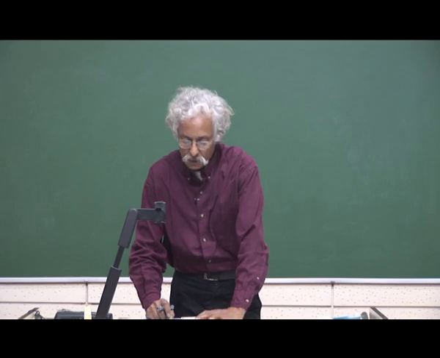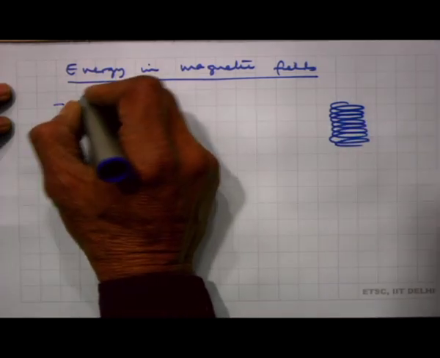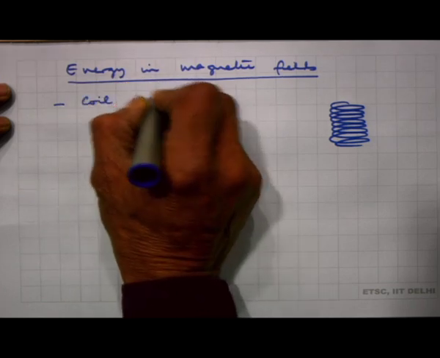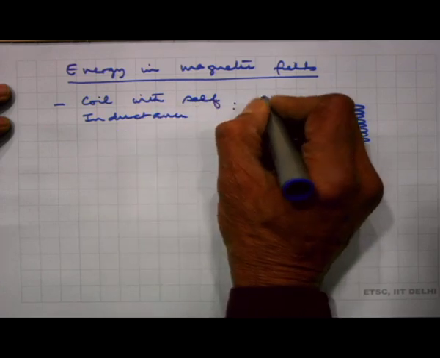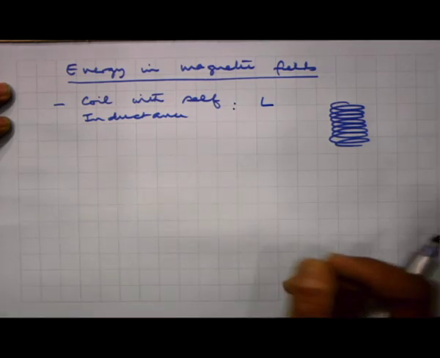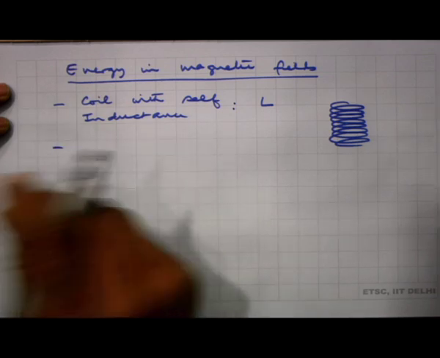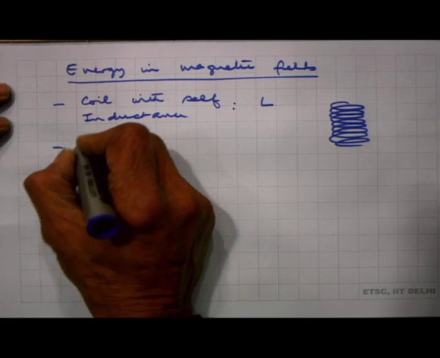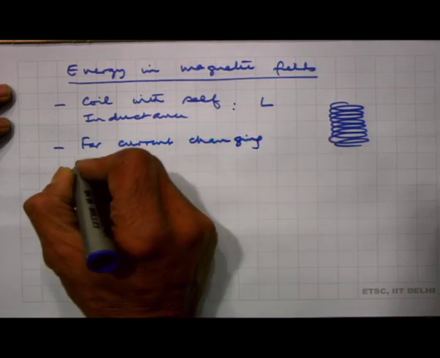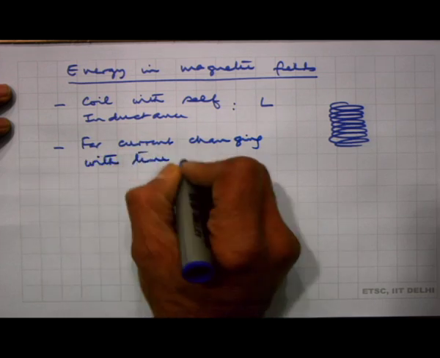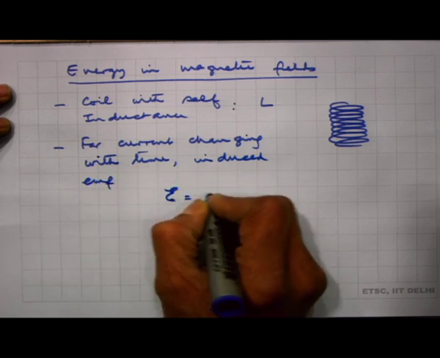So, I want to calculate the energy stored in magnetic fields. For this, let me consider a solenoid, a coil with self inductance L. When the current in the coil changes with time, I will get an induced EMF, minus L di by dt.